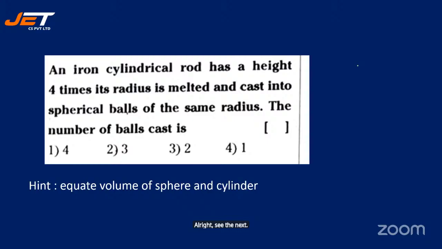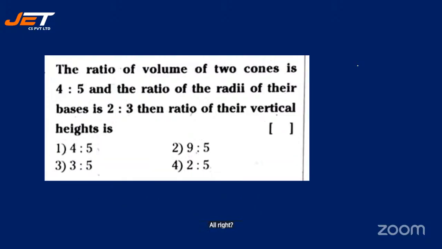An iron cylindrical rod has a height 4 times its radius. So h is 4 times of r. It is melted and cast into spherical balls of the same radius. So the number of balls cast is dash. So one hint is you have to equate the volume of sphere and cylinder. All right. So here it would be 3. Right. Now let's move on to the next question.